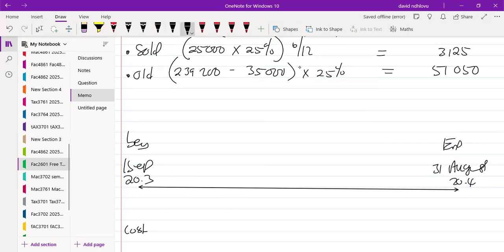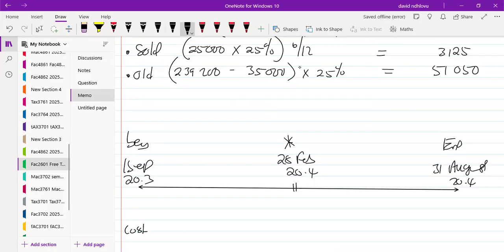Right, then we have the middle of the year, which is 28 February of the year 2024. Now the question is, what happened here? We sold a vehicle. We traded in a vehicle. Yes, we sold a vehicle and then we acquired a vehicle.